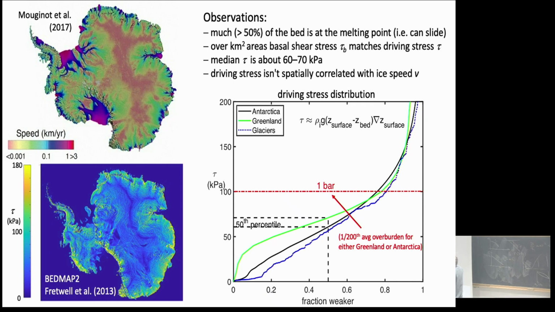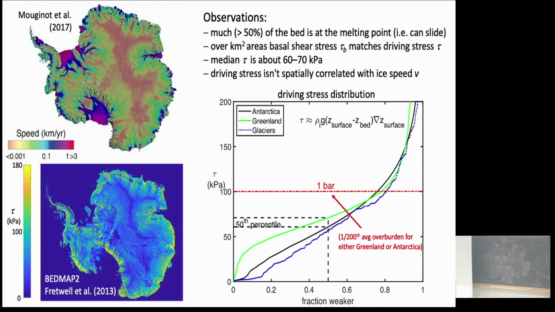And I've said that, I have not said this. Much of the bed, it turns out, is at the melting point. So that means it can slide. And over areas that are roughly, take the thickness and square it over that kind of a footprint area, we can say that the basal shear stress, the average over a few kilometers, must match the gravitational driving stress because of the disparity between the length scales.